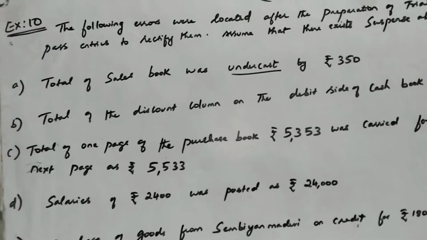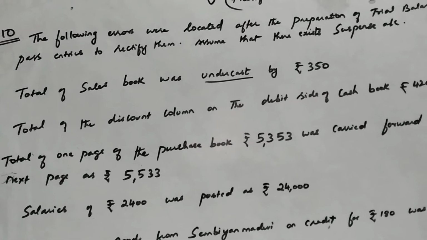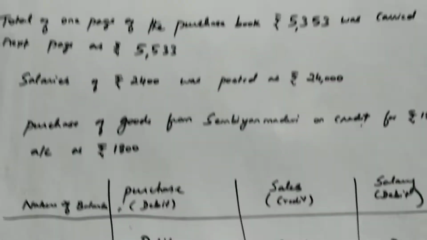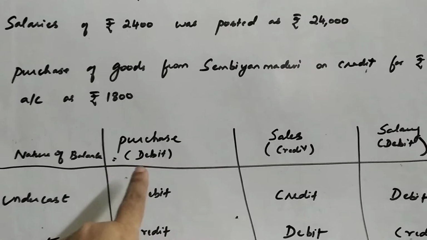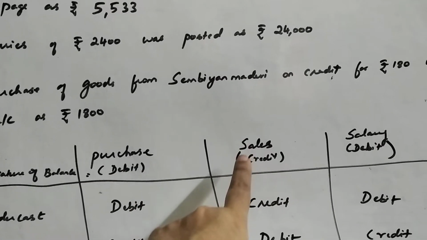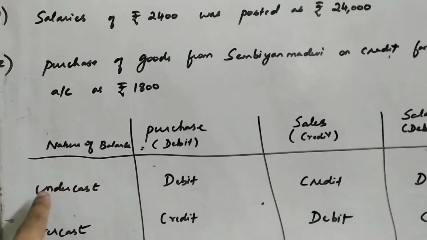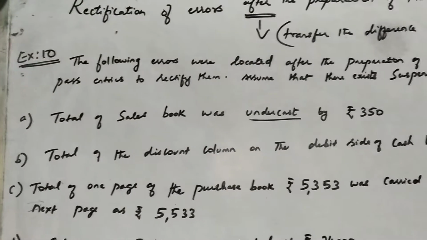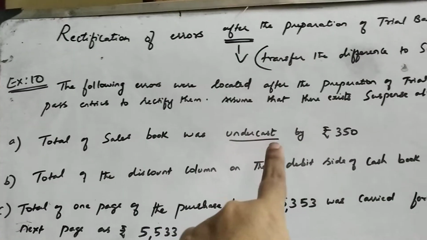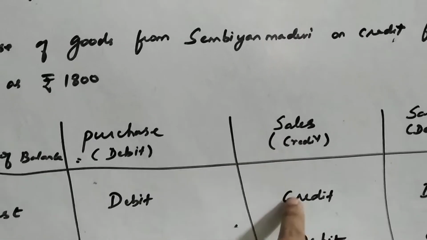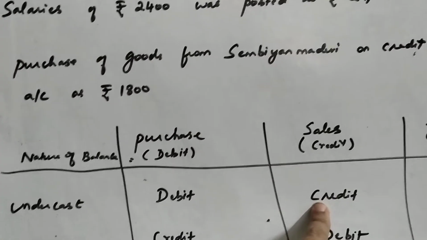Right? The first transaction, total of sales book was undercast by rupees 350. As I already told you in the previous video, for purchase, the nature of balance is debit. For sales, the nature of balance is credit. For salary, the nature of balance is debit. If it is undercast, for the first transaction, the total of sales book was undercast by 350. So undercast means sales, normal balance is credit, so we are going to credit.